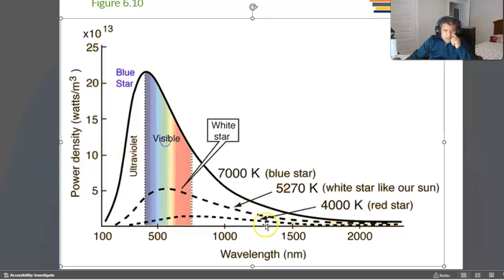Now the previous picture is the same. This is the wavelength, and these are the temperatures. See that as temperature increases, the wavelength is shifted to the smaller one. In the y-axis is power and in the x-axis is wavelength.